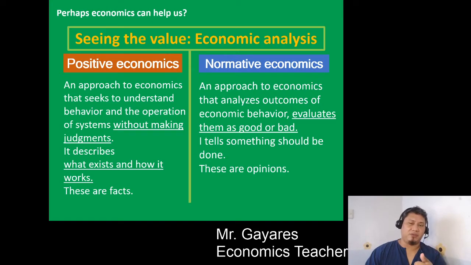Now, when you say normative economics, you are trying to give an opinion whether that move is good or bad. So let's say, the school should not implement this online classes. So that became a normative statement. Why? Because you are not just describing what the school did. You are giving as well your opinion whether it's good or bad, or whether they should or should not impose the online class.